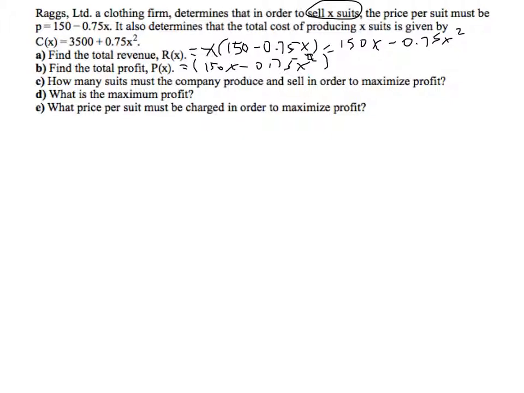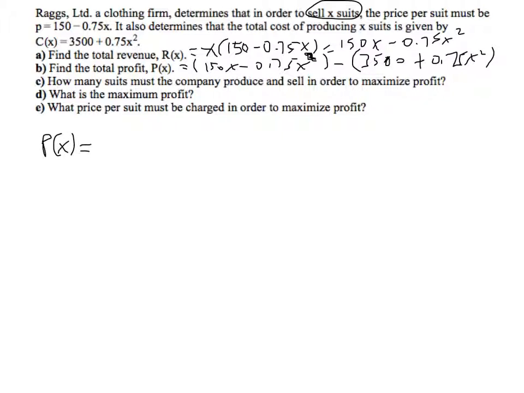The total profit is, we know, profit is revenue minus cost, so revenue is 150x minus 0.75x squared, and subtract cost, and cost is 3,500 plus 0.75x squared. Don't forget the parentheses. When you say revenue minus cost, you mean the entire revenue function minus the entire cost function. If you don't put parentheses around those things, then you're not really subtracting the entire cost from the entire revenue. And again, I should simplify that.